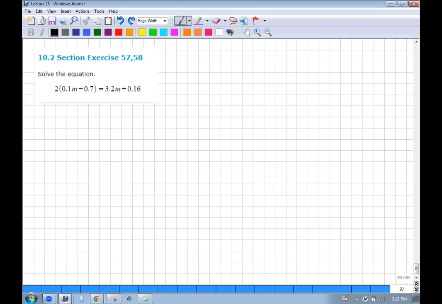All right, we want m. We need to gather our m's. So let's get rid of these parentheses. 2 times 0.1 would be 0.2. 2 times 0.7 would be 1.4. And we got the 3.2 m plus 0.16. So let's get the m's together. Since this one's bigger, we'll get the m's on the right side. So I'll subtract 0.2 m from both sides. So that'll go away. I'm left with negative 1.4. 3.2 minus 0.2 gives me 3.